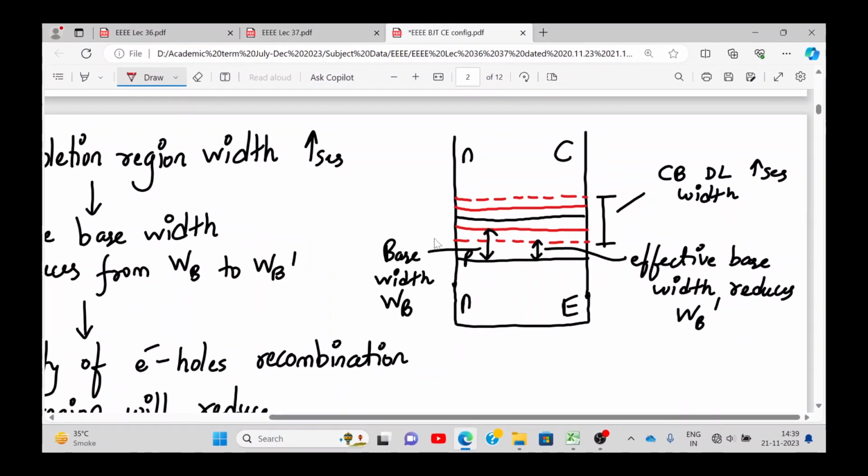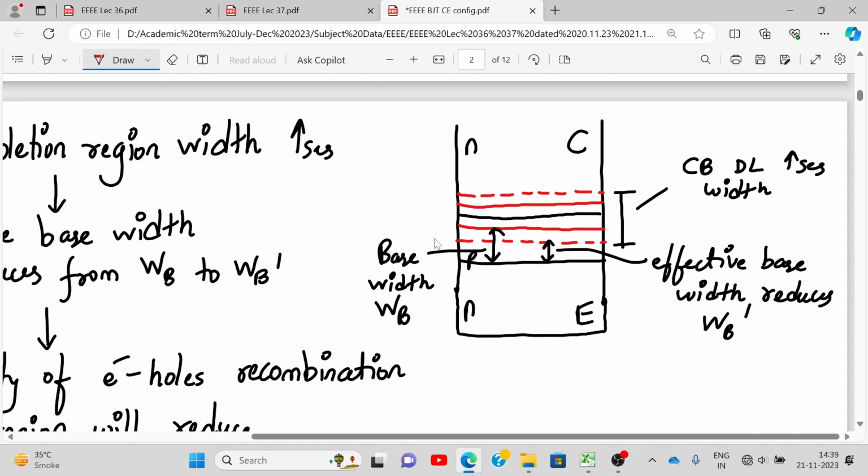So this is my N emitter, this is my base, and this is my collector. So what really happens is, let me draw this again. Okay. So these are my NPN regions.